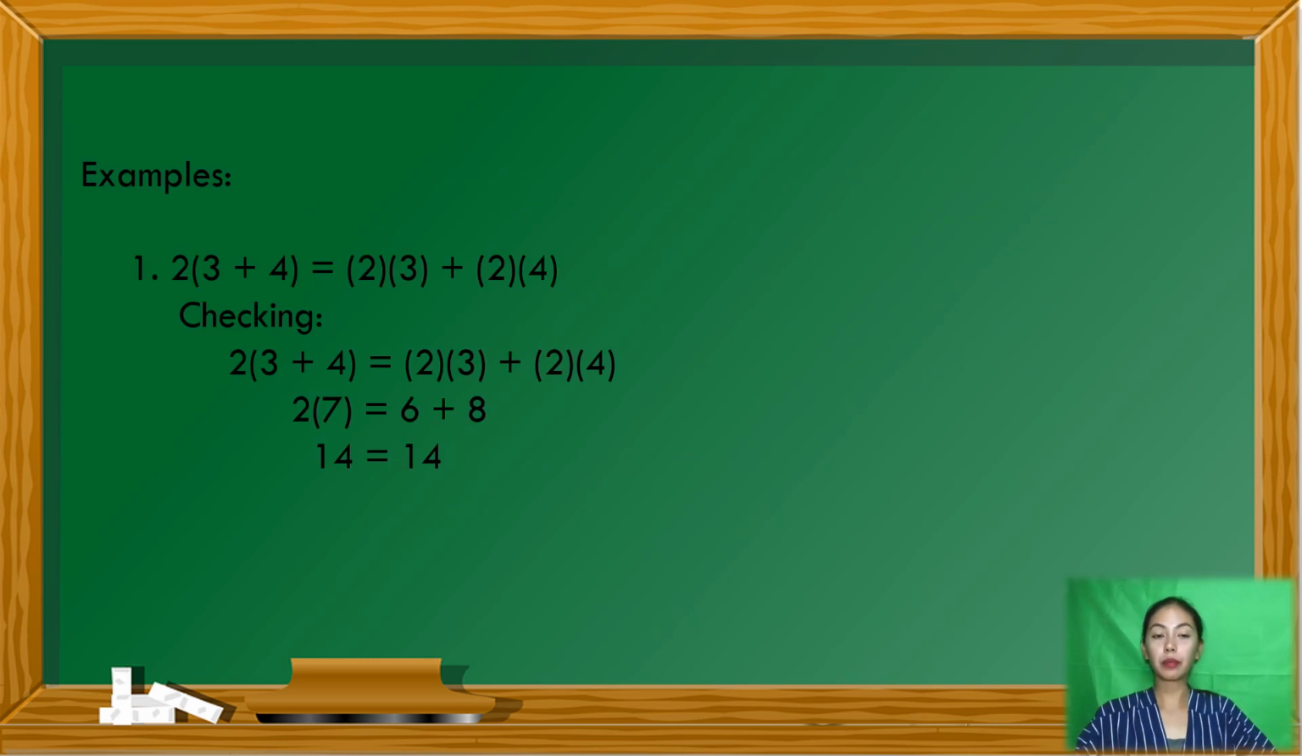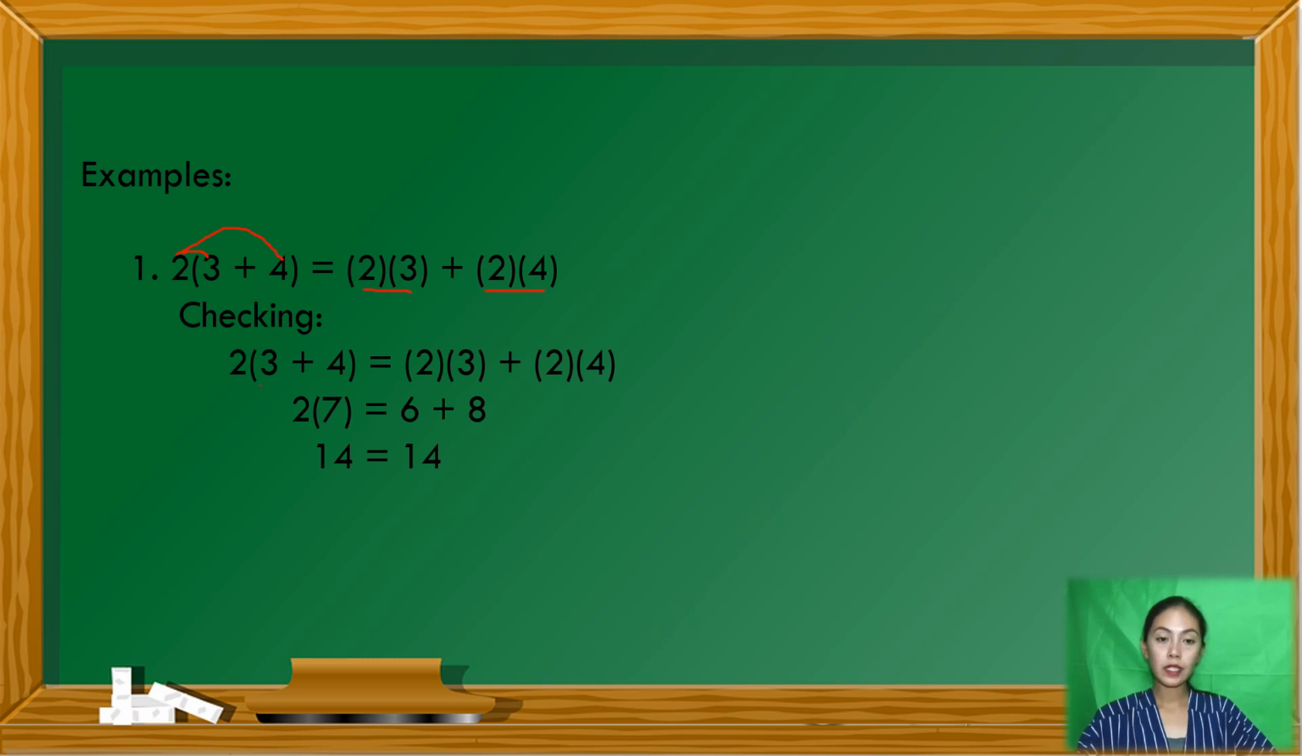Okay, example number 1. If we have 2 times the quantity 3 plus 4, we will distribute 2. So 2 times 3 plus 2 times 4. By checking, 2 times the quantity 3 plus 4 is equal to 2 times 3 plus 2 times 4.